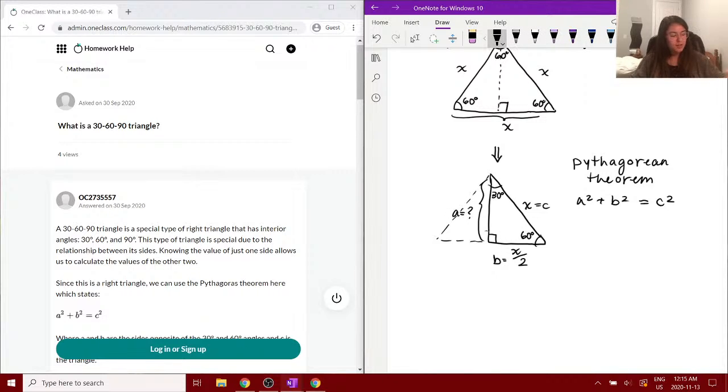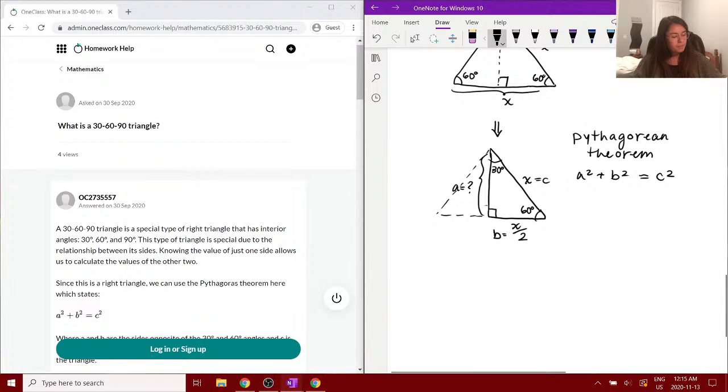So I'm going to write A for this unknown side length, and then B for x over 2. Okay, so let's use the Pythagorean theorem to figure out A. So let's rearrange the equation for A.